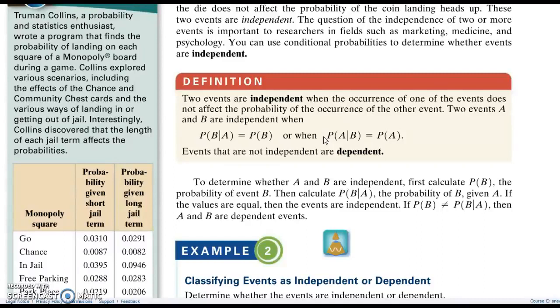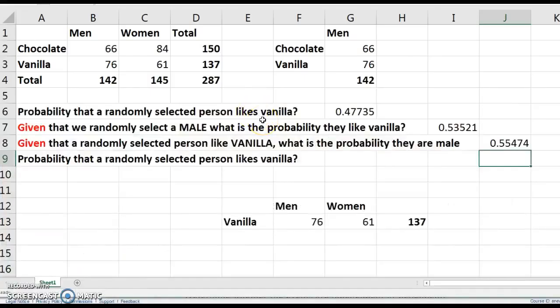Because sometimes it may seem that they should affect each other, but we want to know for sure, so we crunch the numbers. So if the probability of B, given that A happens, is still the same as the probability of B was before, then the events are independent. So looking back here, the probability of liking vanilla and the probability of being male, those are dependent because the probability of liking vanilla was right here, but it changed once we were given that the person was male.